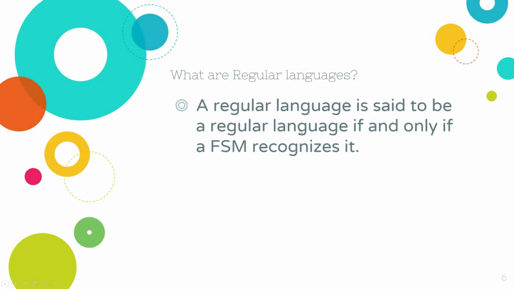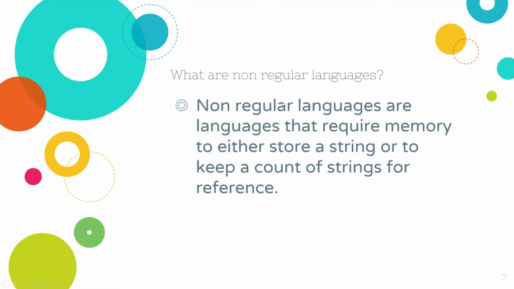Now, what are regular languages? A language is said to be a regular language if and only if an FSM recognizes it. That is, you can draw a DFA for it. Let's look at an example.